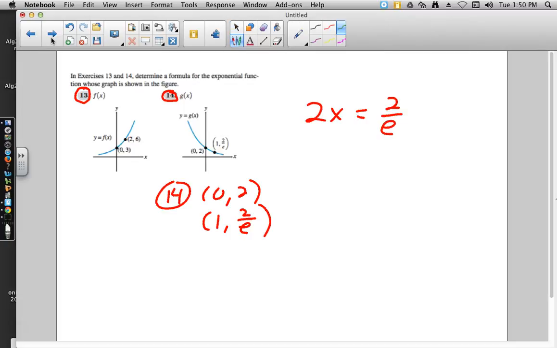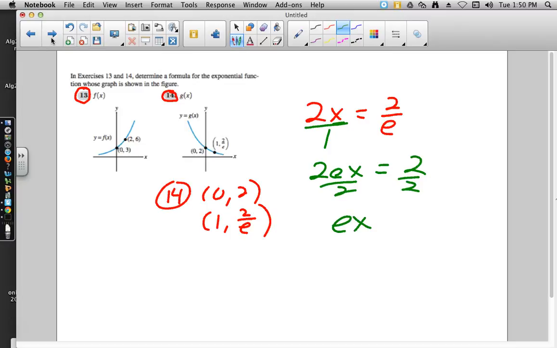So what I want to know is, what was that something? What did they multiply by? To do this problem, easiest to just make this a fraction and cross multiply. 2e^x equals 2, and then we go ahead and divide both sides by 2. So e^x equals 1, and then to get x by itself, we would divide by e, and x equals 1 over e. So that is our b value, 1 over e, with some algebraic manipulation here.